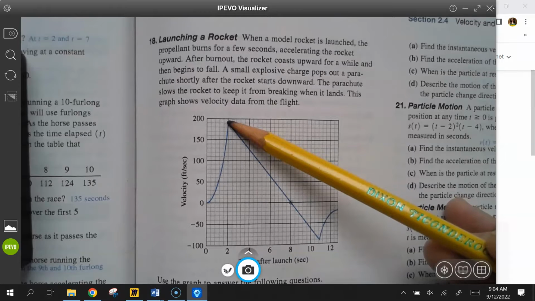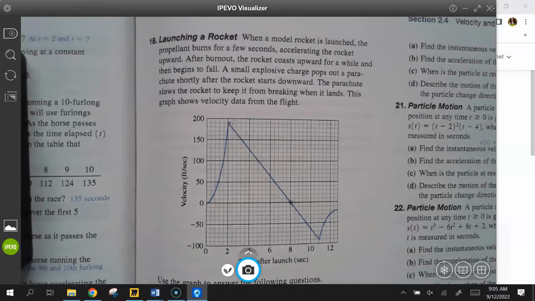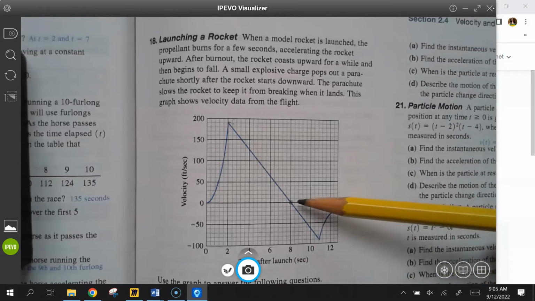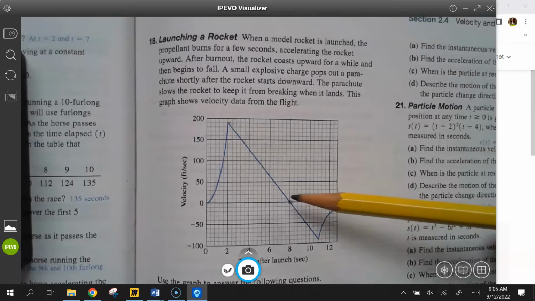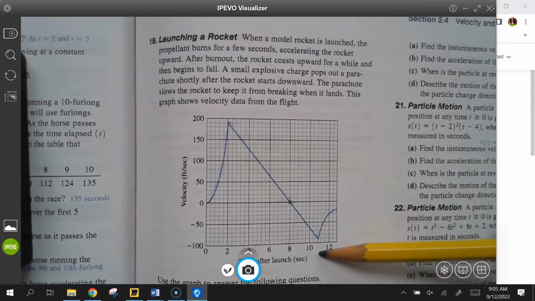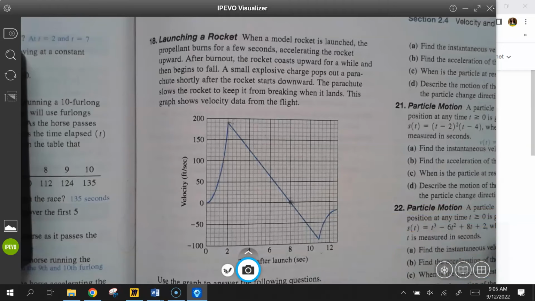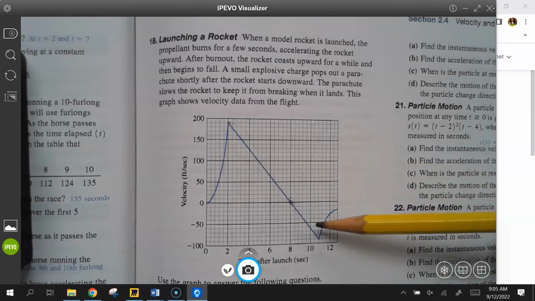When did the rocket hit its highest point, and what was its velocity then? What happened at 8 seconds? It stopped accelerating, right? So when did it reach its highest point? At 8 seconds. Does everybody see that? That's when velocity is 0. So that's whenever it changes. Remember, when velocity changes signs, position changes direction. It stopped going up and started going down. Or it stopped moving right and started moving left, right? Same thing, I'm just up and down now instead of left and right.